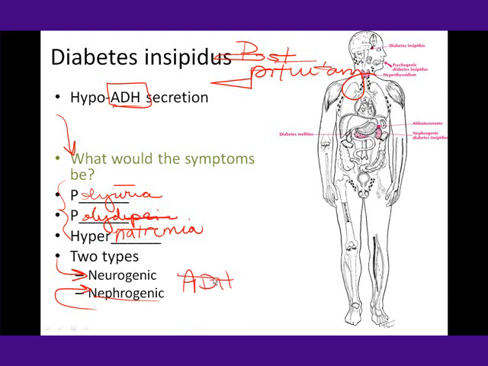Okay, that's enough on the pituitary gland. Next up is the thyroid and parathyroid.